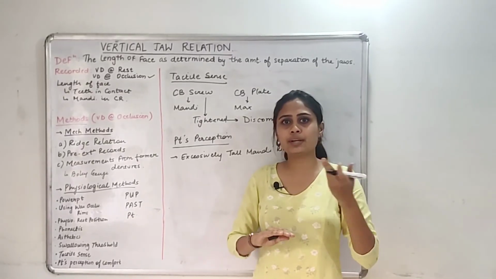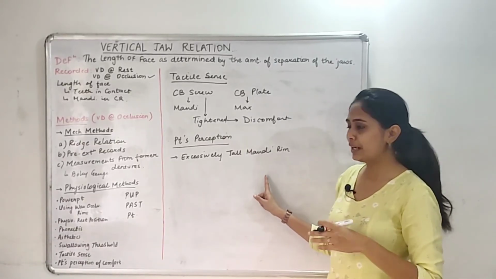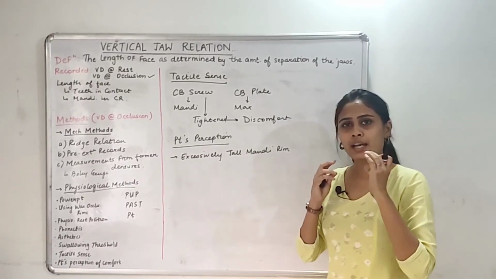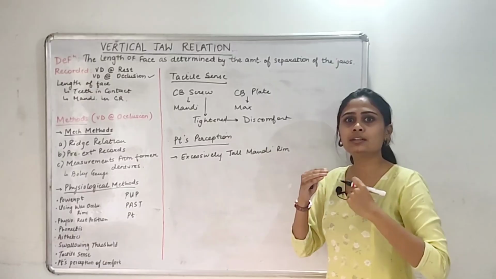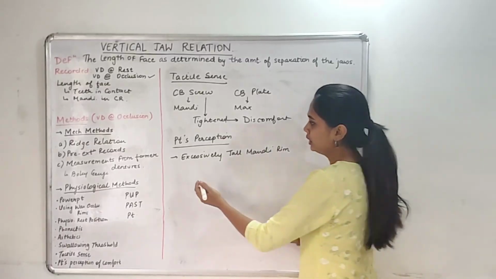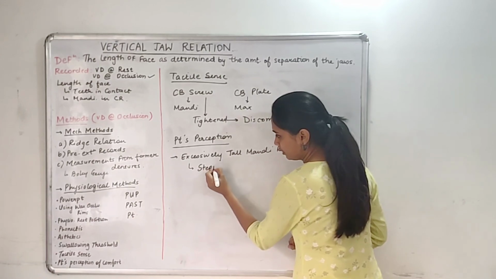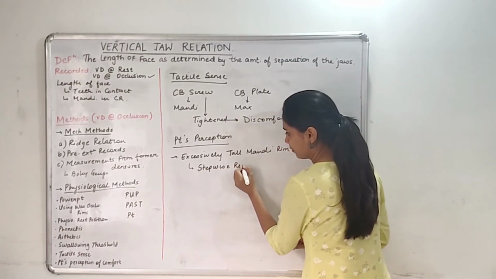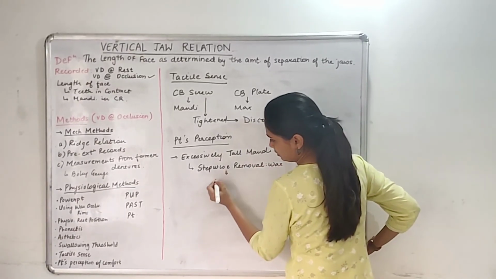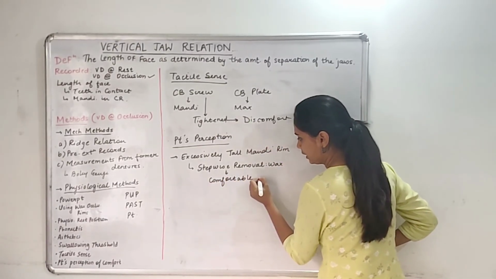So after doing this stepwise removal of wax from the mandibular rim, after a certain amount of time, the patient will say, no, now I feel that I am in a comfortable position, or I don't feel that the rims are very tall. So at that moment, you stop removing the wax and you seal the rims and you will get your VD at occlusion. So excessively tall mandibular rims, stepwise removal of wax. The patient feels comfortable. And once the patient is comfortable, you seal the rims and you articulate it.